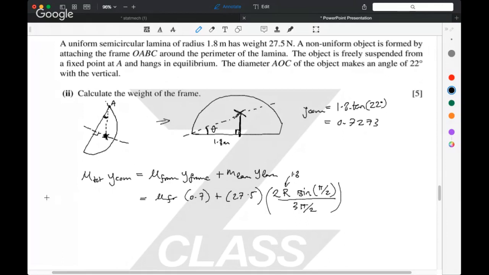And we know the total mass, right? We don't know it, but we know what it consists of: mass of the frame plus 27.5, times the y center of mass. We have the y center of mass, and everything else is numbers, including this r here. So we can solve for the mass of the frame. You just have to remember that there's mass of the frame here and here, so you're going to have to do a little bit of manipulation. But you should get the mass, no problem.